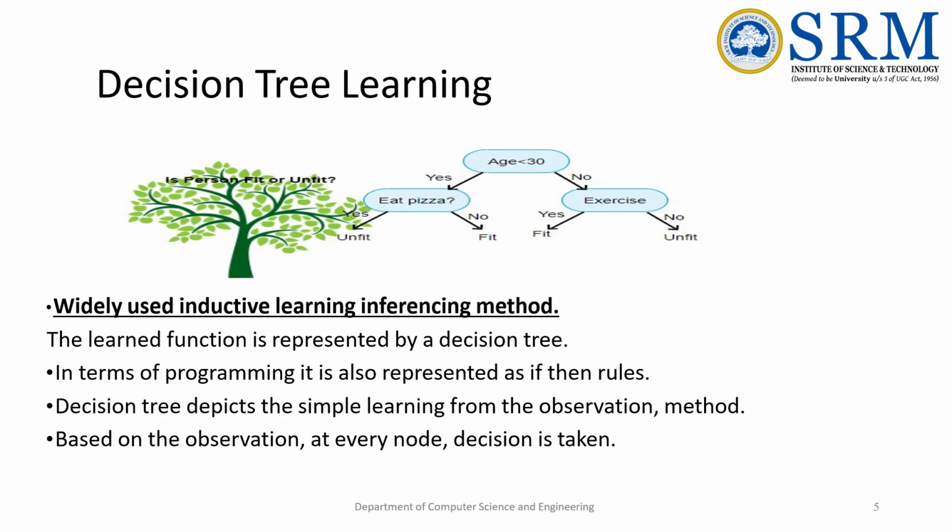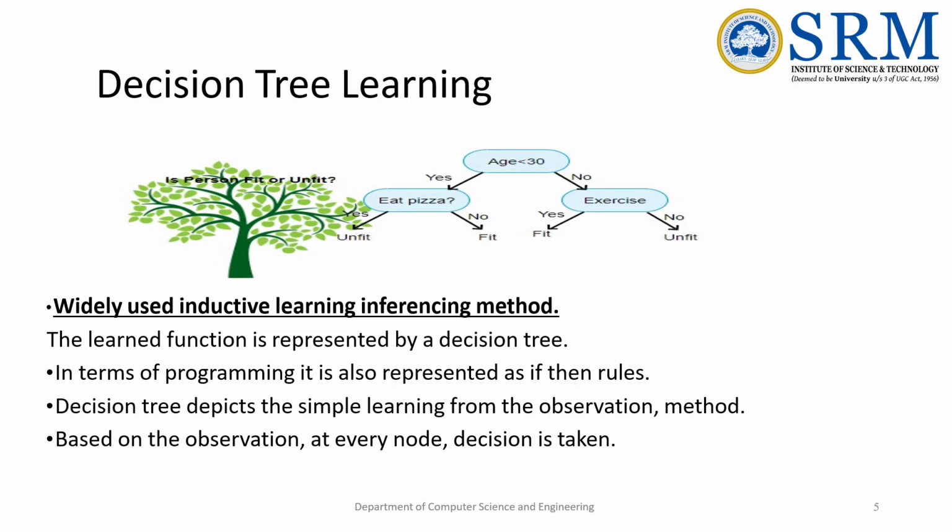Attribute selection can be done with some measures. One is information gain, which measures the reduction in uncertainty, and the second is entropy, which measures the impurity or disorder in data. So these are some important key terms of decision trees.